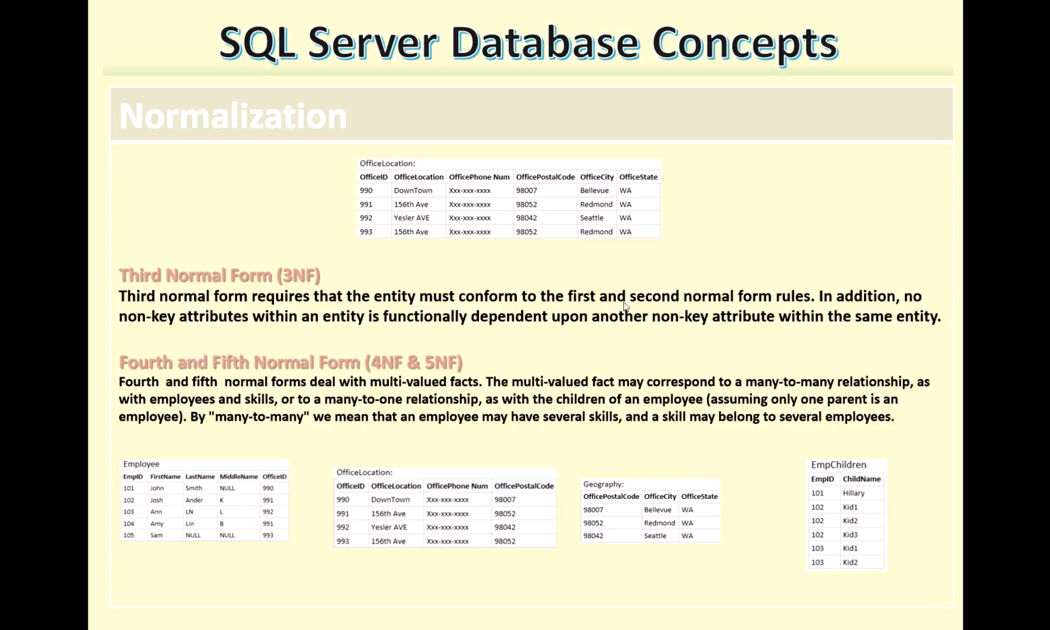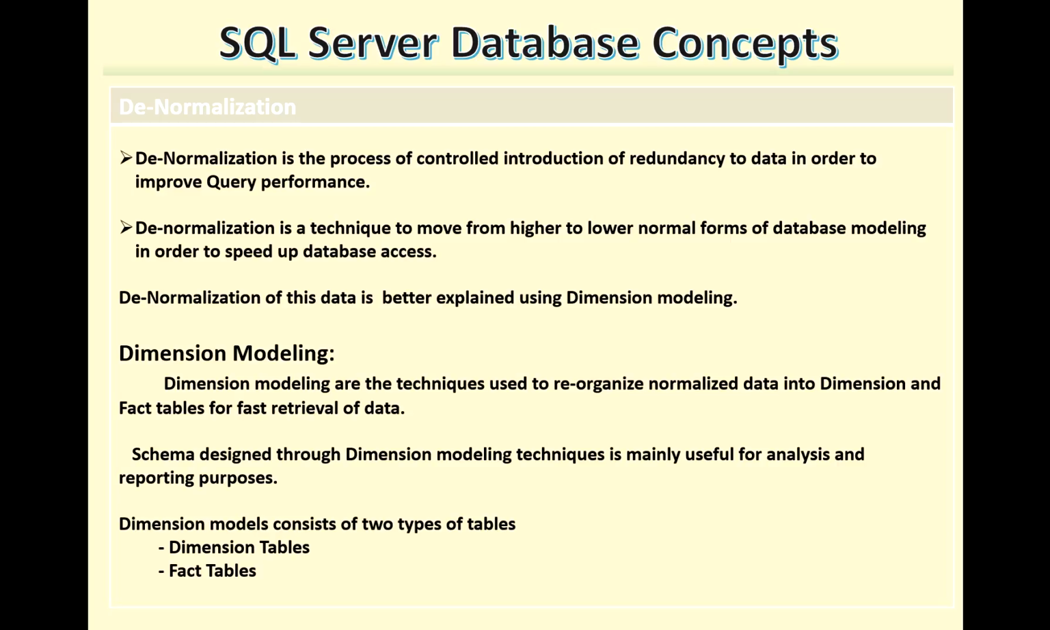So depending on the user query or user requirement, you introduce the redundancy, controlled introduction of redundancy, and that is called denormalization. Denormalization is the process where we introduce the redundancy, controlled introduction of redundancy. So when you introduce redundancy, it doesn't mean that we just put everything in one table and we call it good. No, that's not what it means. It's a controlled introduction depending only on the user business requirements.